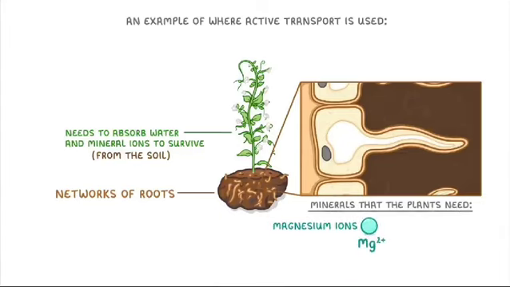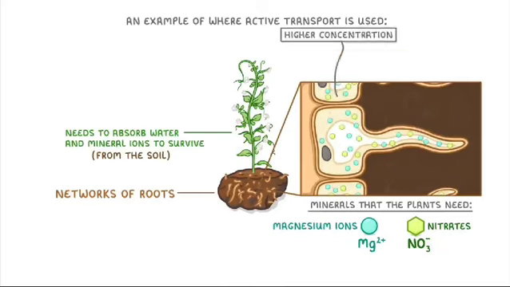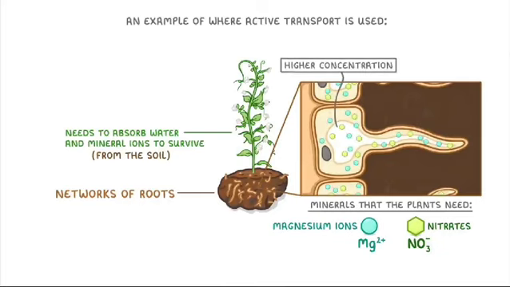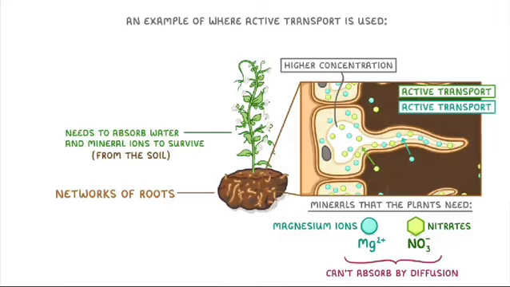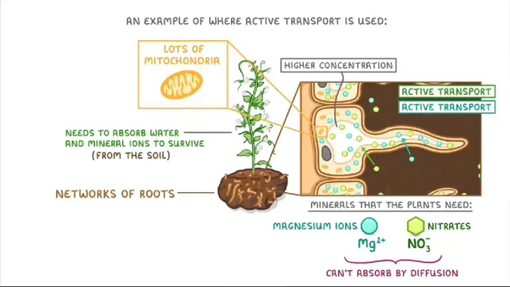The minerals that the plant mainly needs are magnesium ions and nitrates. In the root hair cell, there is a higher concentration of magnesium and nitrates. They can't be absorbed by the diffusion method, so we need the active transport method here, because the movement is from a lower concentration to a higher concentration.